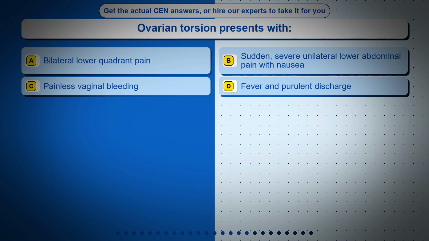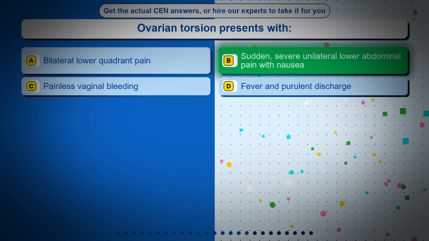Question 17. Ovarian torsion presents with: Option A, bilateral lower quadrant pain. Option B, sudden, severe unilateral lower abdominal pain with nausea. Option C, painless vaginal bleeding. Option D, fever and purulent discharge. The correct answer is option B, sudden, severe unilateral lower abdominal pain with nausea.